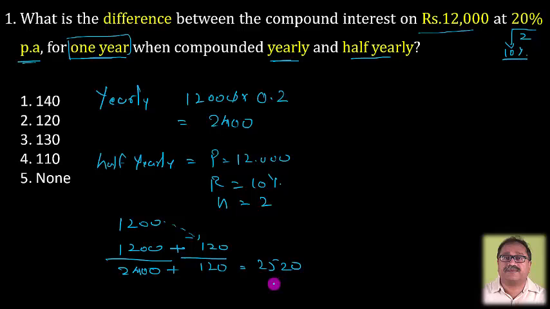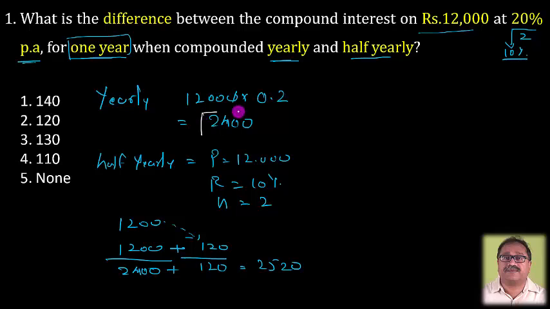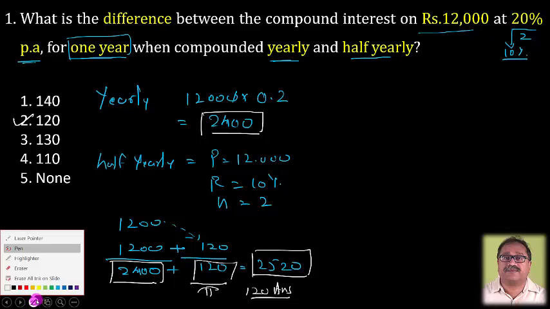So what is the difference between yearly compounding and half yearly compounding? Here I can see it is 2,400 and here it is 2,520. Or else I can see here 2,400 and here it is 2,400 plus 120. So my additional interest is this 120. So what's my answer? 120 is my answer. So can you see the option? Option choice 2.